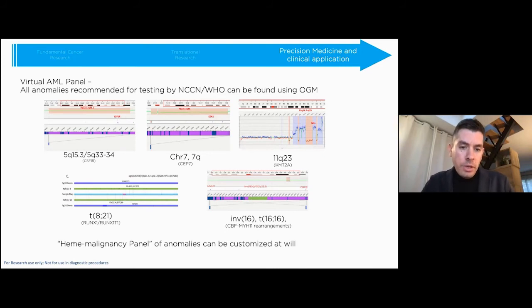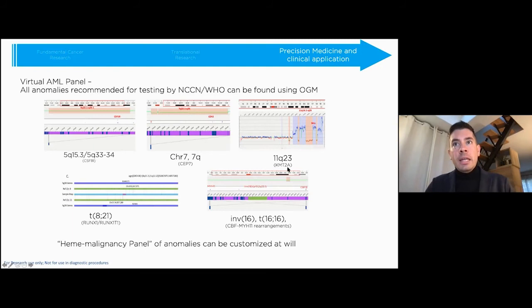To do this, you can simply create a panel, a virtual panel like you have on this screen. We call it a bed file that will extract from the genome-wide interrogation of the genome all the events impacting the loci of interest that you listed in this file. And of course, this panel can be customized at will and combined to one another. So in this AML panel, you do have here reported 5q deletion. You can have a 7q deletion.